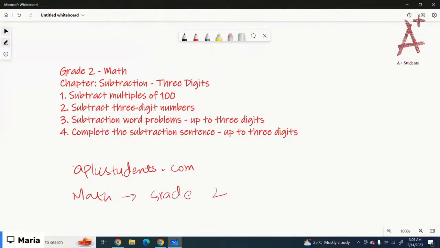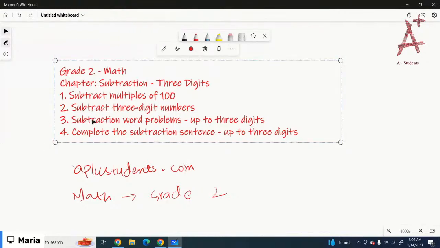and then click on view all lessons. There you can find a list of the chapters. We're going to start with the chapter subtraction, 3 digits. The lessons we're going to cover today are subtract multiples of 100, subtract 3-digit numbers, subtraction word problems up to 3 digits, complete the subtraction sentence up to 3 digits.